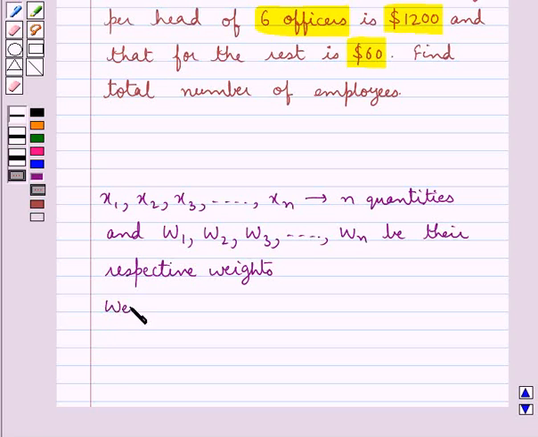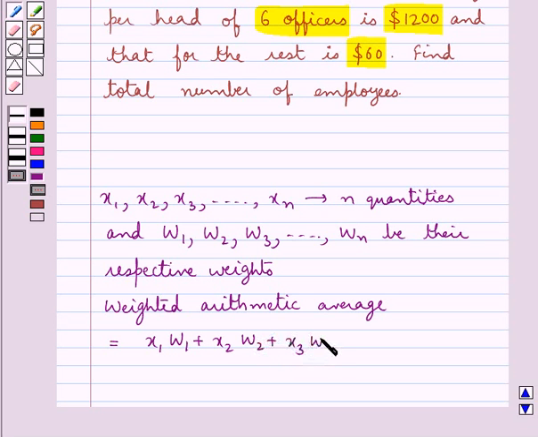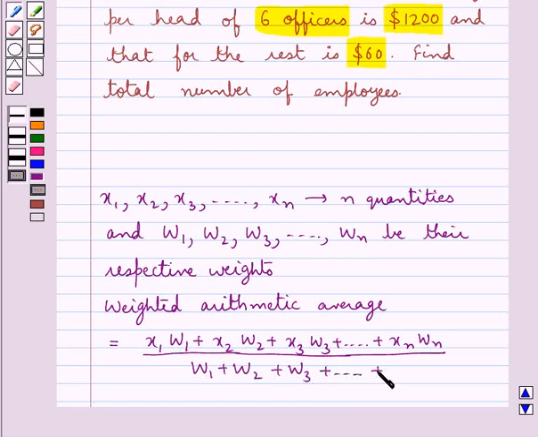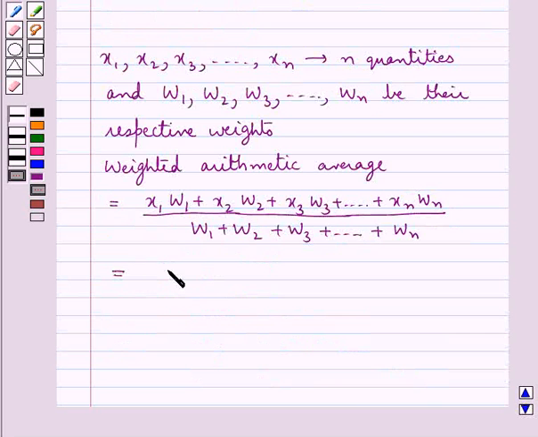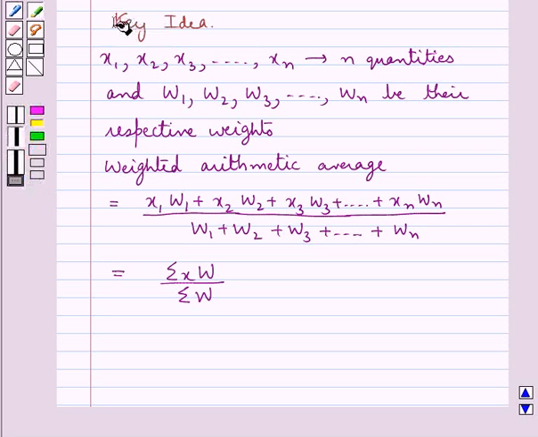Then we have the weighted arithmetic average is equal to x1 w1 plus x2 w2 plus x3 w3 plus and so on up to xn wn, and this whole upon w1 plus w2 plus w3 plus and so on up to wn. That is, this is equal to summation xw upon summation w. This is the key idea that we use for this question. Let's move on to the solution now.